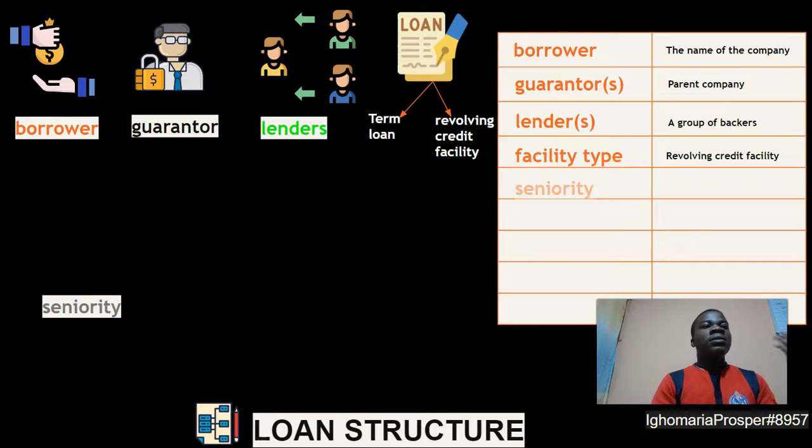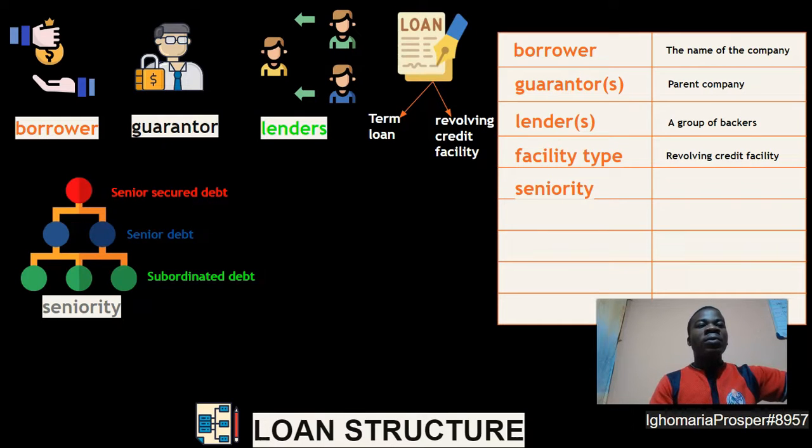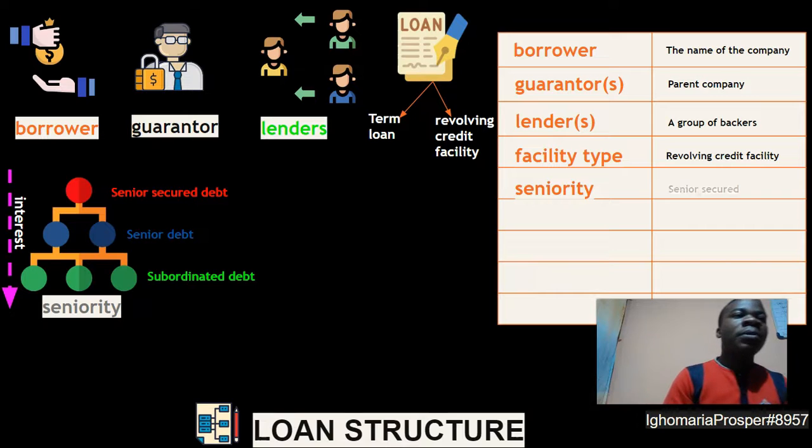We're talking about the likes of seniority. What kind of loan are we giving? Is the company owing some other debt before now? Is our loan to this company the first? And what kind of asset is backing our loan? So we're talking about senior secured, which is the highest form of loan. In the case of a default, that would be paid first. Senior debt is paid first, and then there is subordinated debt, which is last in the hierarchy. So in terms of interest, it goes down. The senior secured has the lowest interest because it is the first to be paid by the company.